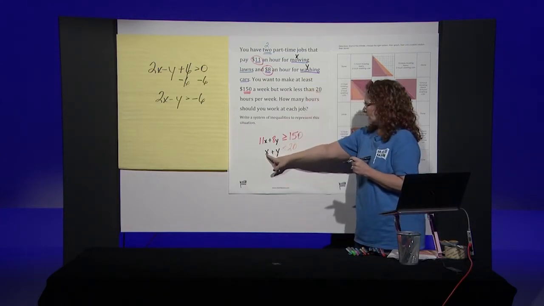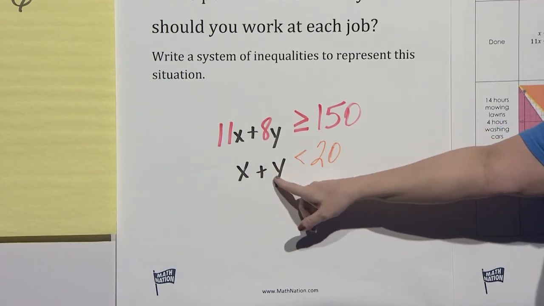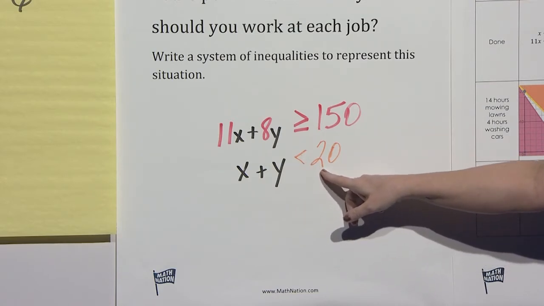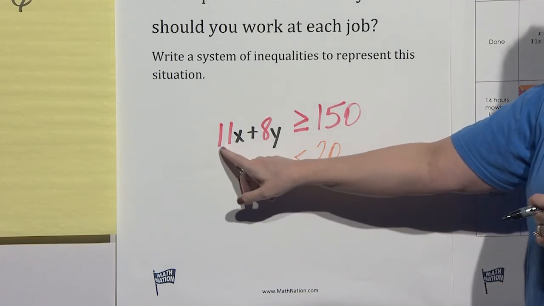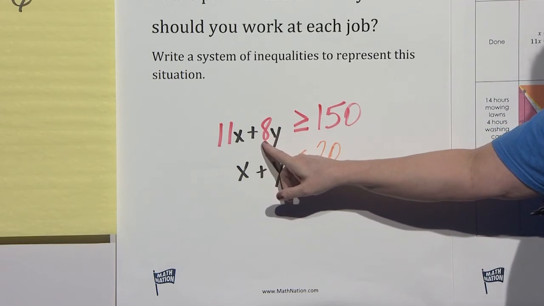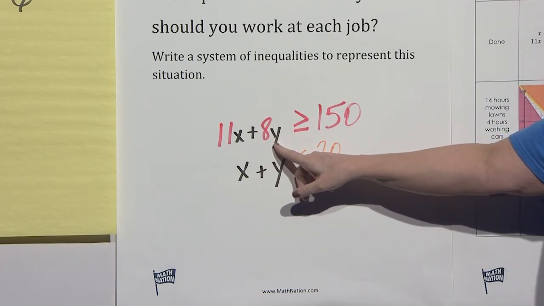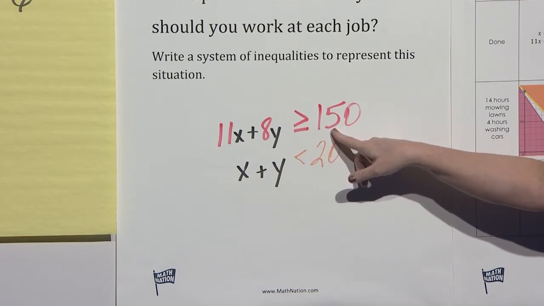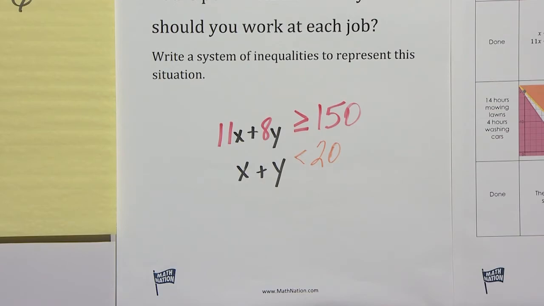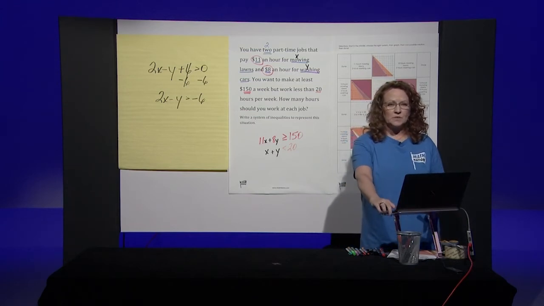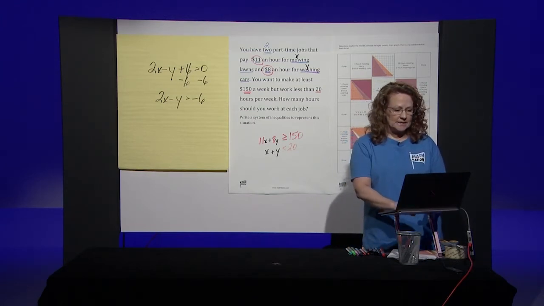So the number of hours mowing lawns plus the number of hours washing cars should be less than 20 hours because we're trying to find time to study. And again, to review, $11 per hour mowing lawns plus $8 per hour washing cars, we want it to be greater than or equal to $150 so we can buy those tennis shoes that we want. So now what we're going to do is we need to see this model. We need to look to see what this will look like. So let's look at it on Desmos.